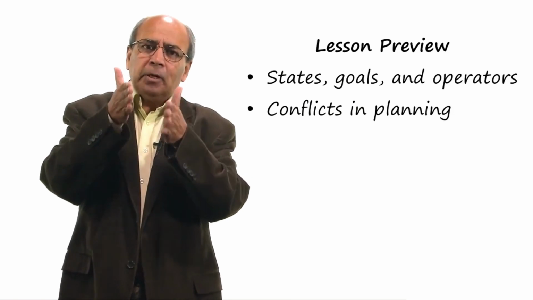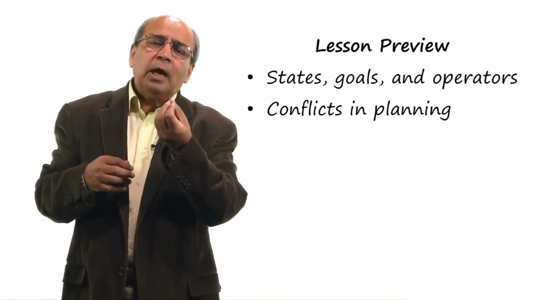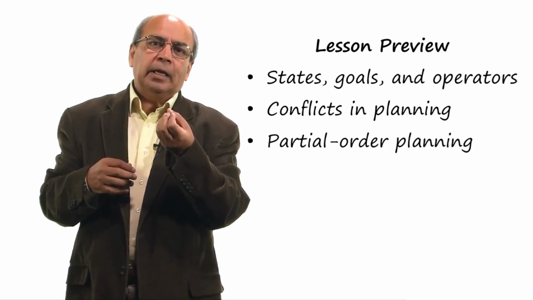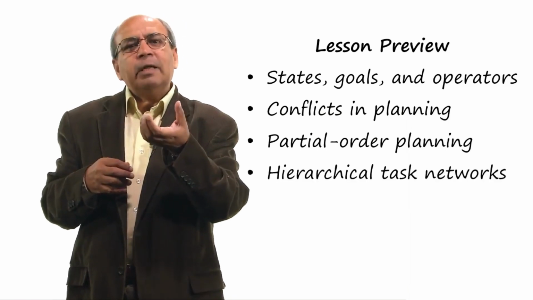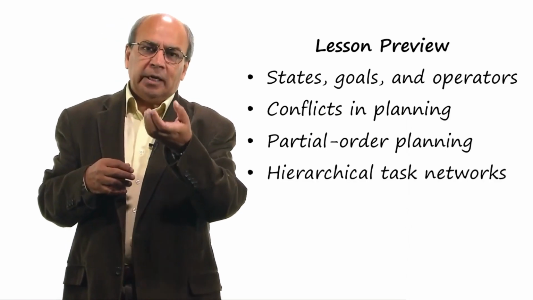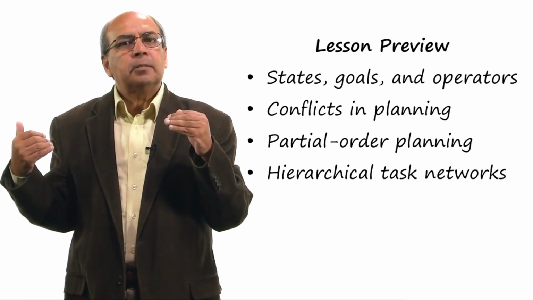We'll see that when there are multiple goals, there can be conflicts between them. We'll describe a specific technique called partial order planning that avoids conflicts between multiple goals. Finally, we'll talk about a representation called hierarchical task networks that allows us to make complex hierarchical plans.